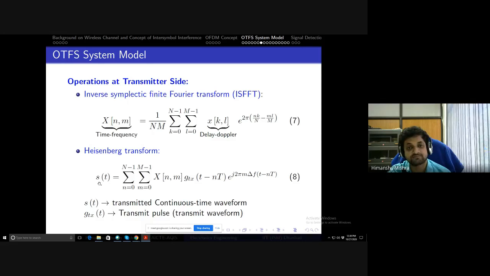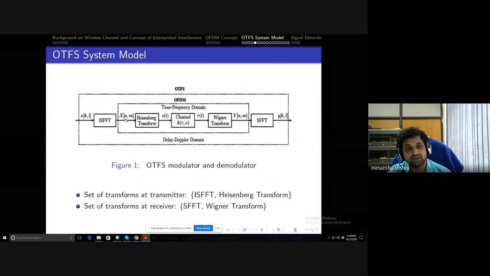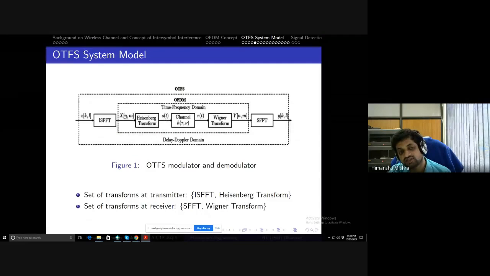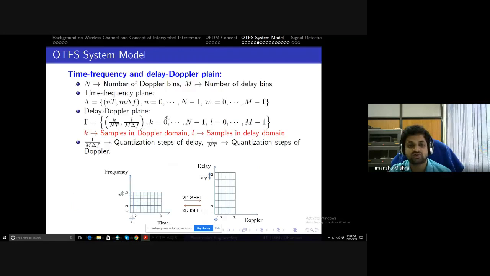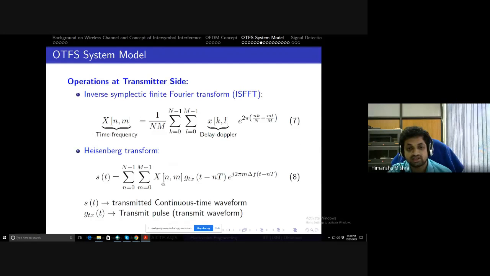Next is the Heisenberg transform. You have the time frequency domain, which is a two-dimensional domain, and you have to convert it into the one-dimensional continuous domain. So the time frequency domain is multiplied with a pulse. That is a very important point in wireless communication. Without pulse shaping, you cannot do anything. You cannot convert into the time domain. Pulse shaping is needed to put any bandwidth and convert it into the continuous domain. That pulse is known as g_tx, the transmit pulse, and this complete thing is known as the Heisenberg transformation.